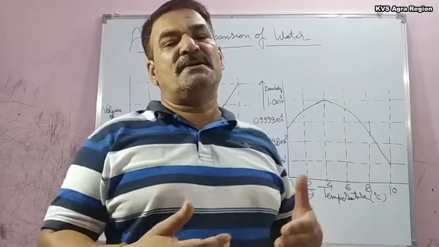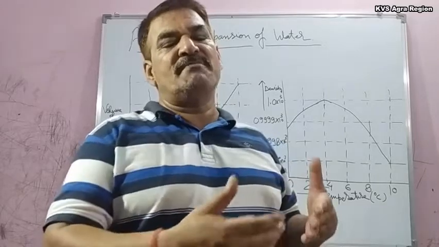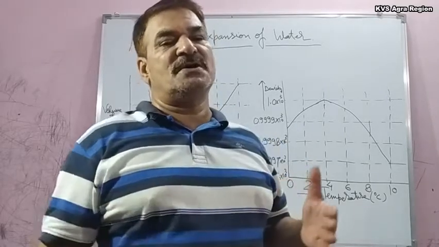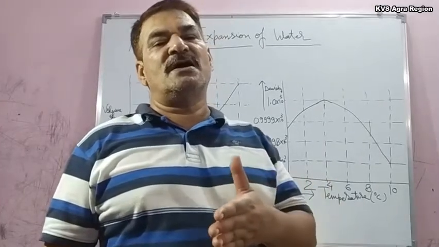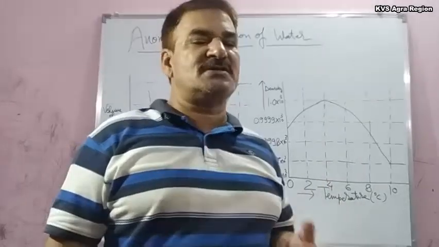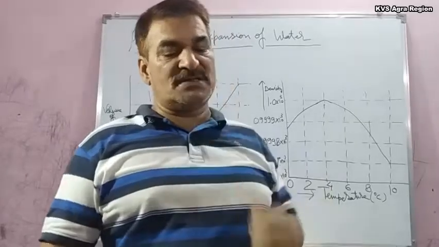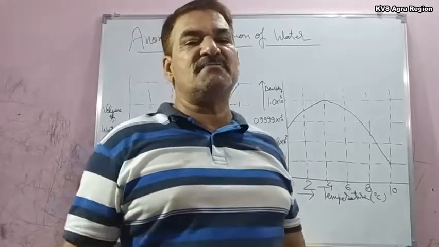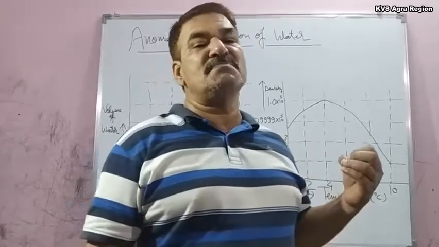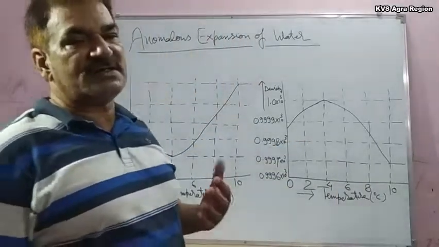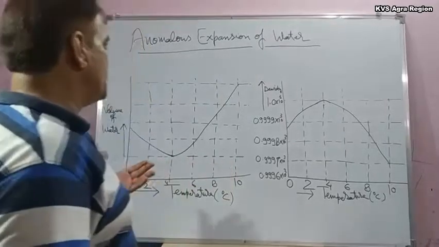further cooled, means its temperature is reduced, so when the temperature is reduced from 4 to 3 to 2 to 1 and then to 0 degrees Celsius, the volume starts increasing. It means the volume of a given mass of water is minimum at 4 degrees Celsius, and we have shown it in this graph.